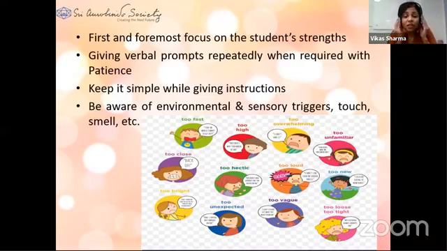Be aware, teachers, this is a very important point. So please be with me when I discuss this point. Especially remember that this particular point is more related to children who are having autism. That means be aware of environmental sensory triggers like touch, smell, vision, auditory, etc. So just for explaining well, I have tried to put in this picture over here. One child is saying, "Oh, this is too fast."